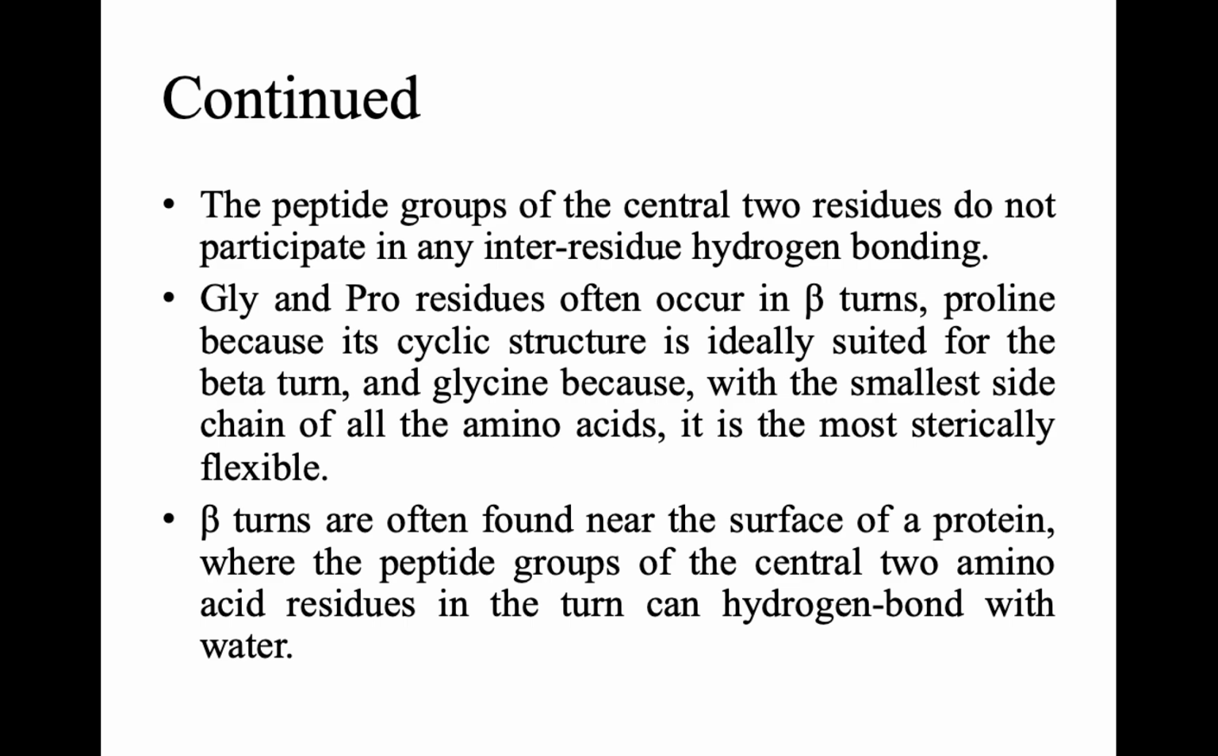And here two amino acid residues, glycine and proline, are often seen in the beta turn, because proline is a cyclic structure and ideally suited for the beta turn, whereas glycine is a small amino acid with more structural flexibility. For these reasons, glycine and proline residues are often seen in beta turns. Beta turns are often found near the surface of the protein, where the peptide groups of the central two amino acid residues in the turn can make hydrogen bonds with water molecules.